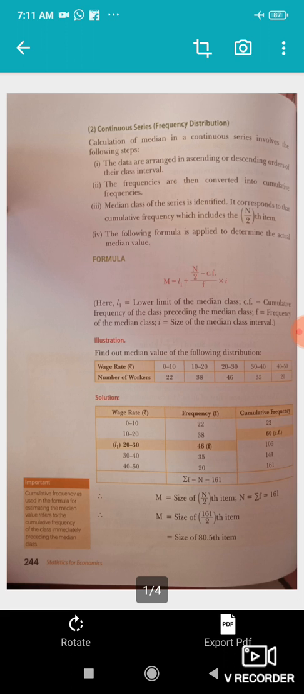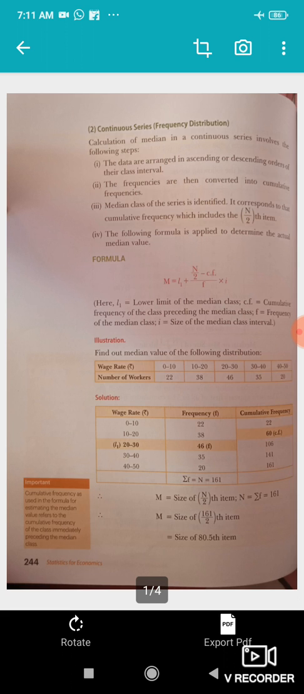Now we will make three columns: wage rate, frequency and cumulative frequency. In wage rate we'll write down 0 to 10, 10 to 20, 20 to 30, 30 to 40 and 40 to 50. In frequency we'll copy down the frequencies, that is 22, 38, 46, 35, 20. And we'll take out the summation of frequency, that is summation of f is equal to n is equal to 161. We can also denote summation f as n.